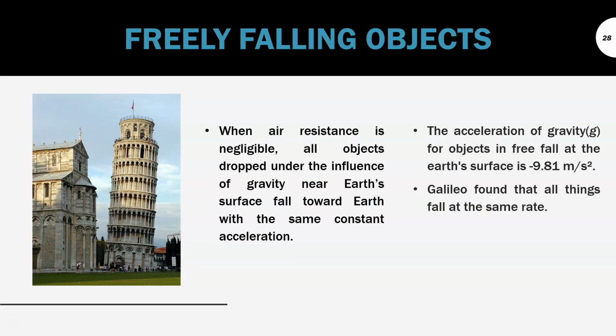Right, we come to our last subtopic for this second video. When air resistance is negligible, all objects dropped under the influence of gravity near Earth's surface fall down toward Earth with the same constant acceleration. Now, the acceleration due to gravity for an object in free fall at the Earth's surface is negative 9.81 meters per second squared, which is our g.